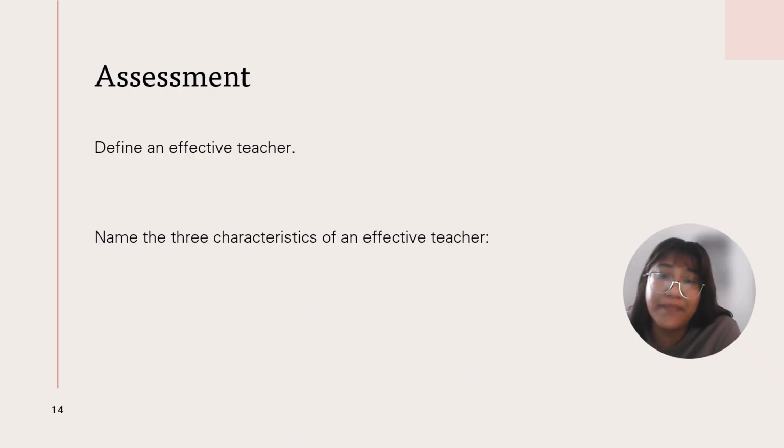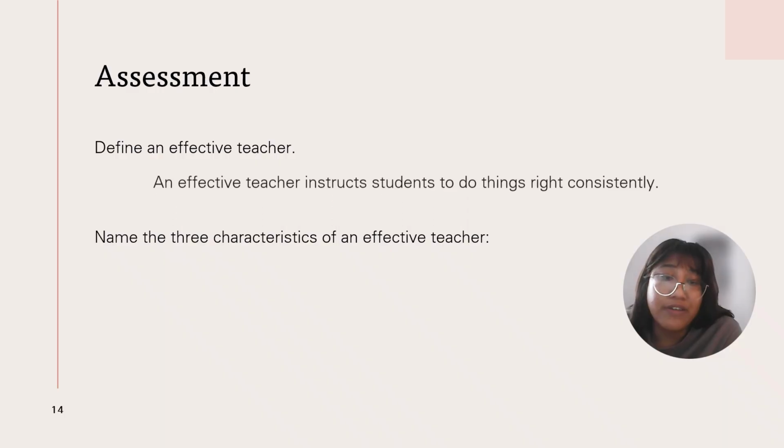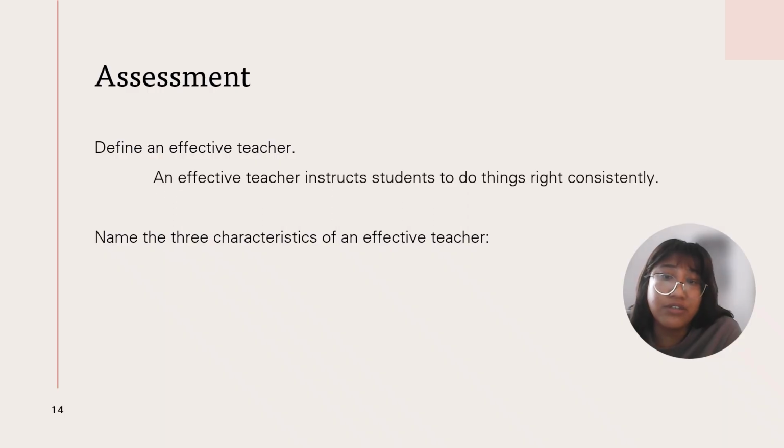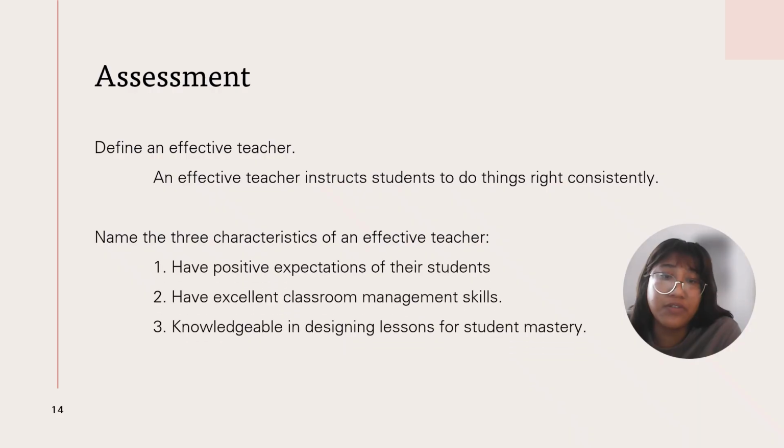All right, you ready? Okay, so an effective teacher instructs students to do things right consistently. And what are the three characteristics of an effective teacher? Well, an effective teacher has positive expectations of their students and themselves. Next, they have excellent classroom management skills that consist of procedures. And three, they are experts in designing lessons for student mastery.